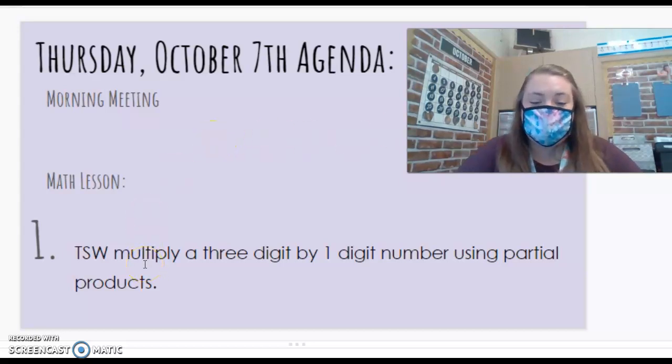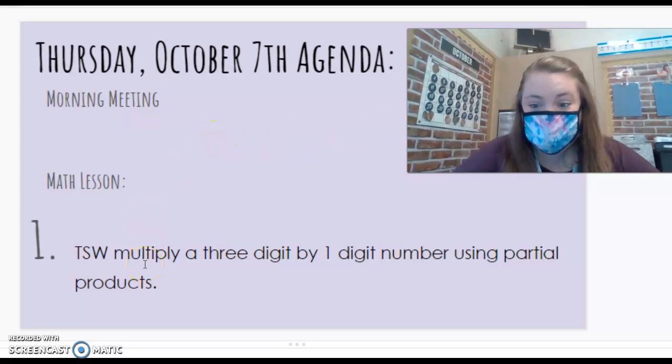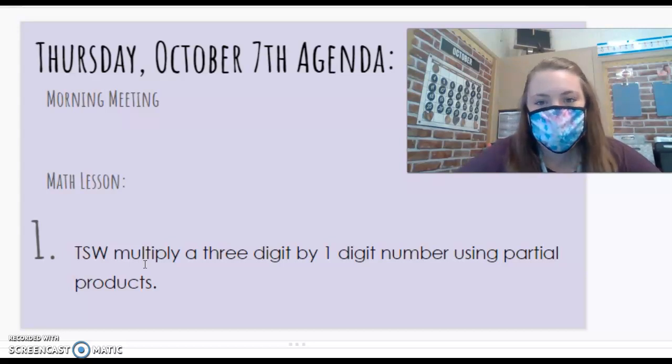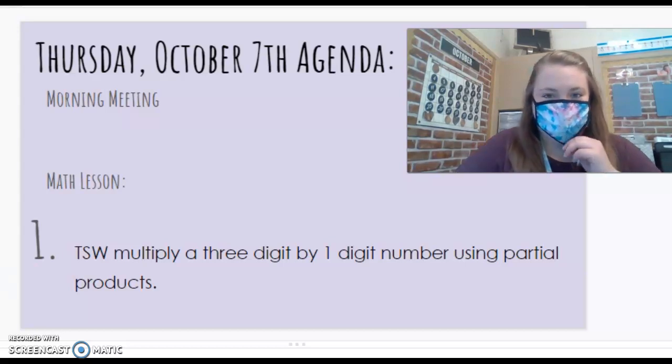Today we are going to multiply a 3-digit by 1-digit number using partial products. So we're going to apply all the multiplication concepts we've been working on the past few days to multiplying 3 digits by 1 digit. Are you ready?